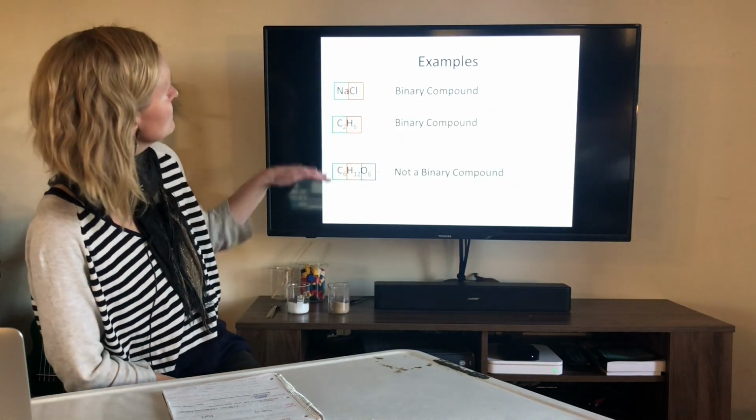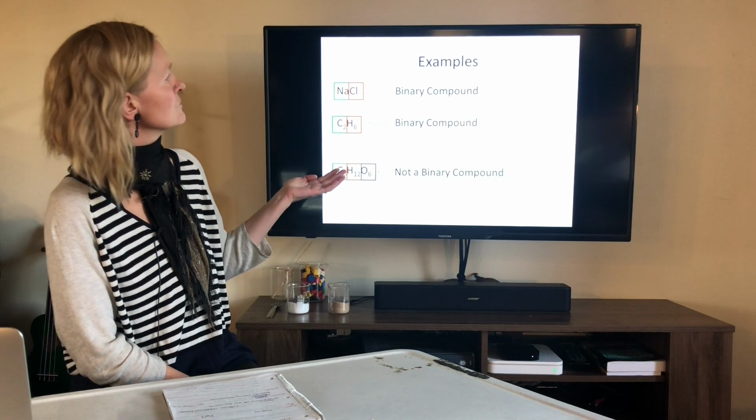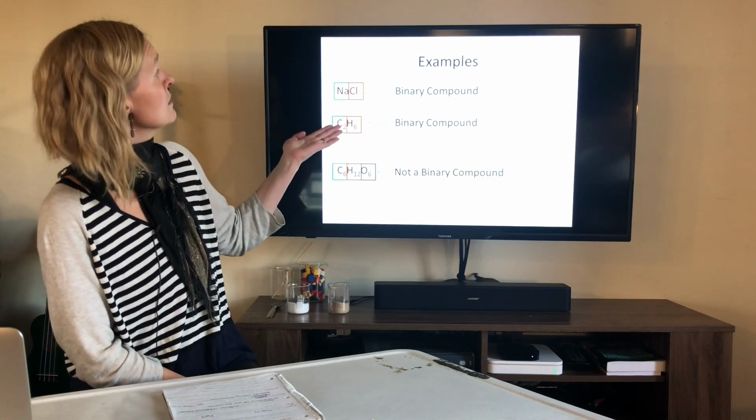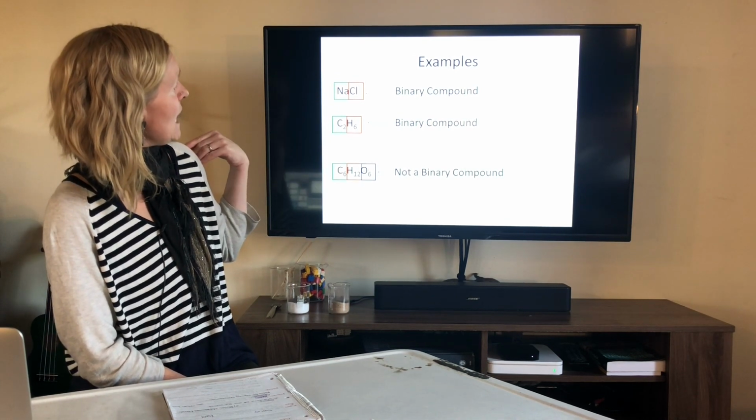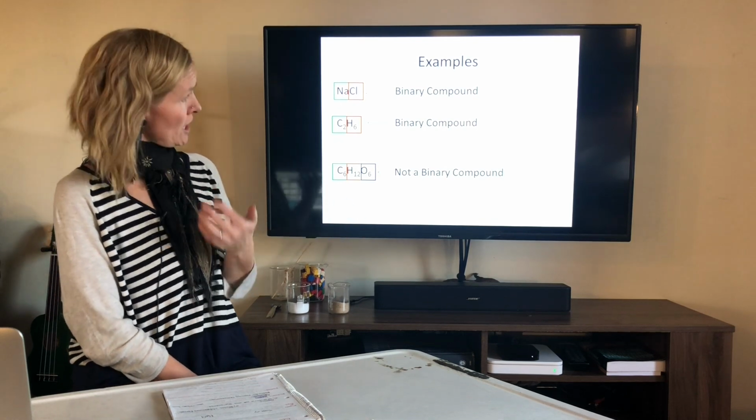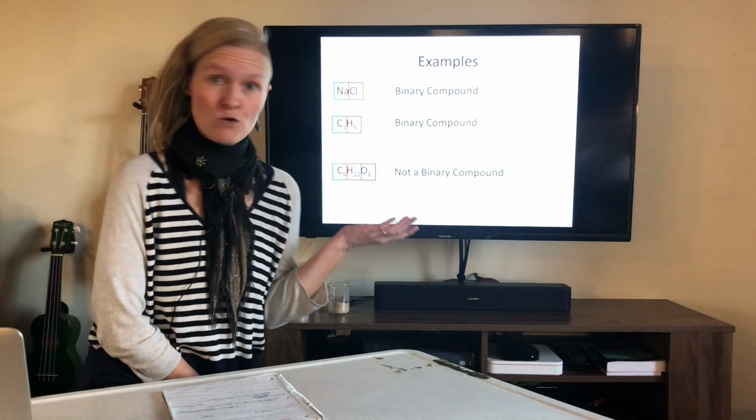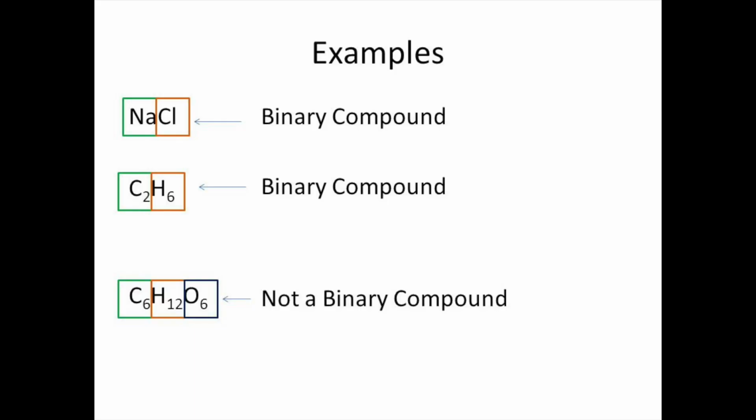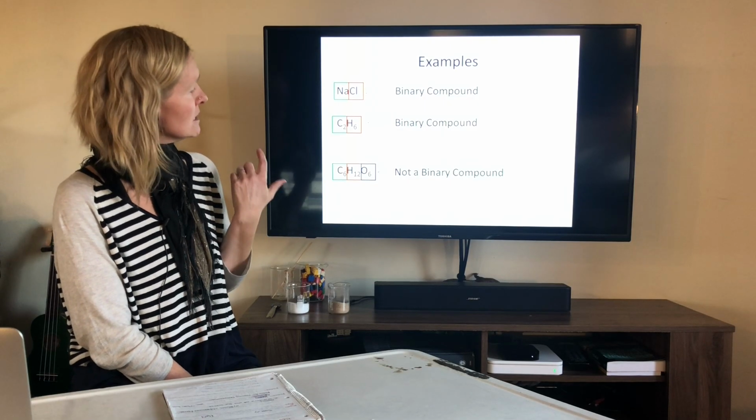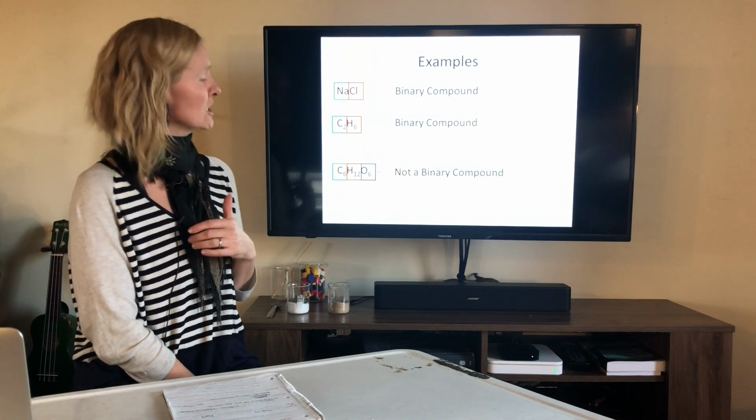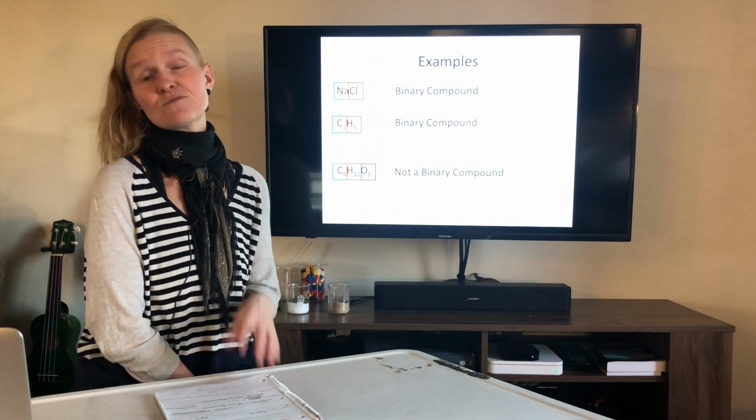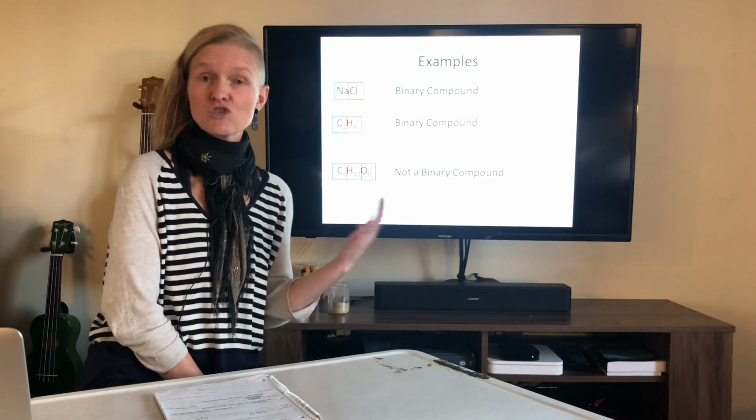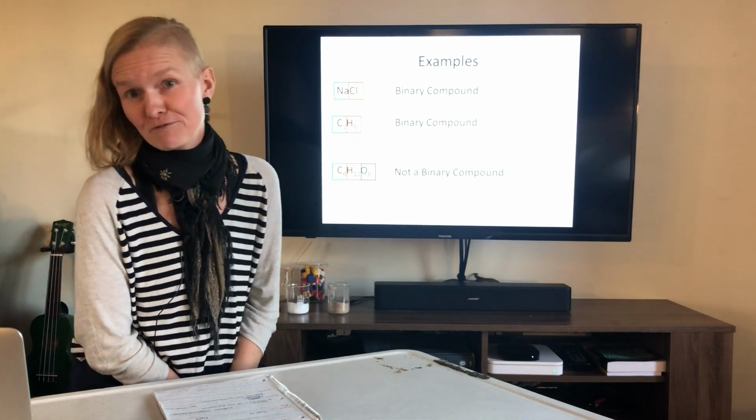Here we have some other examples of binary compounds. We have sodium chloride, and we have C2H6, which I don't off the top of my head know what that one is called, but we could certainly look it up. And then we have C6H12O6, which we also know as glucose. And this is not a binary compound, it's a trinary compound. Actually, I don't think that's true. It's something else with the tri name, because tri means 3. So we'll probably figure that out as we go.